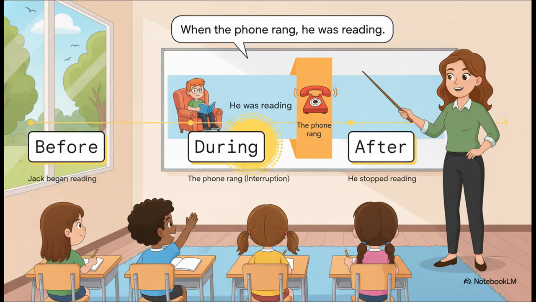You have this long, drawn-out block of time, he was reading, that forms the background. Then, smack in the middle, it gets sliced right in half by the short, sudden action, the phone rang. Jack began reading way before the phone rang, so when the phone rang, he was reading. The continuous tense sets the stage, the simple tense brings the action.